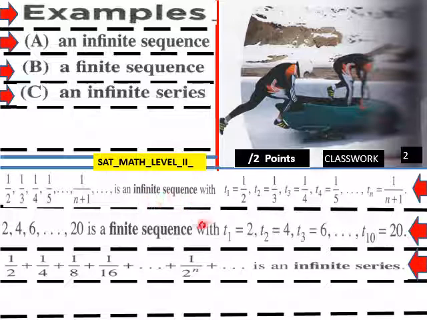Juxtaposing that to an infinite sequence: here is the infinite series, 1 over 2 to the nth, and this is 1 over n plus 1. So that would be your difference. This would be an infinite series.